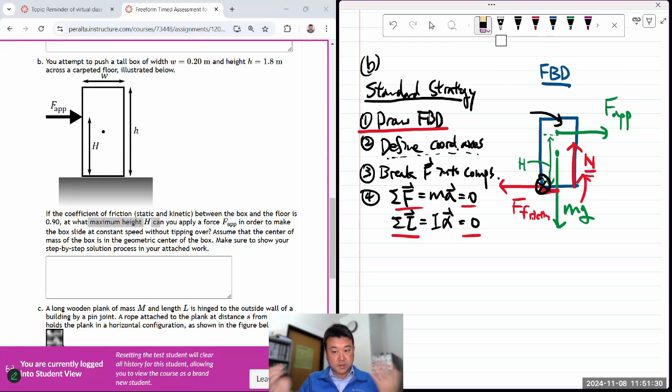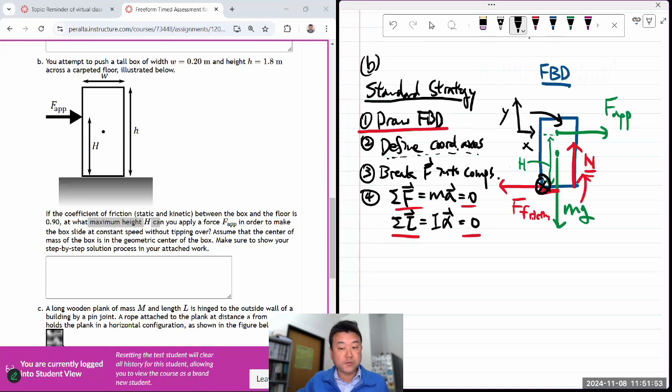So I can do the define coordinate axis. That's gonna be super simple. I'm not gonna complicate it. Just x and y, just straight axes. I don't have to make it complicated. And I don't need to break any forces into components. Every single one of my forces is either horizontal or vertical.